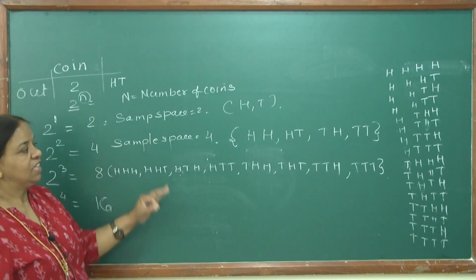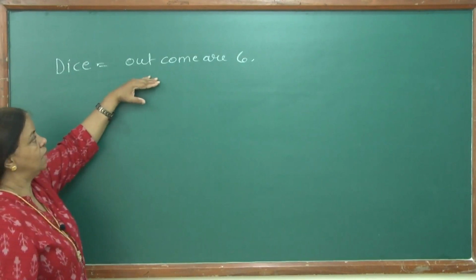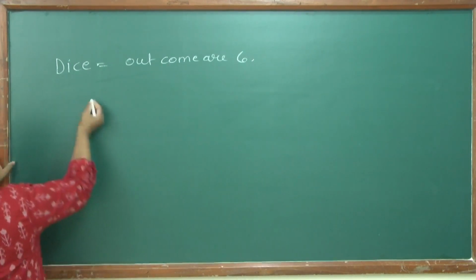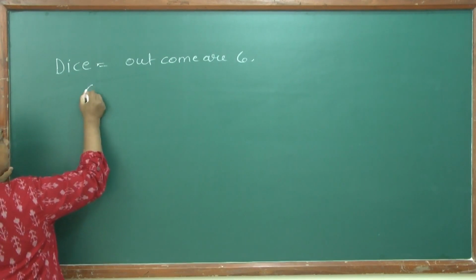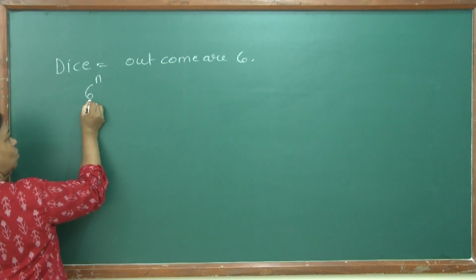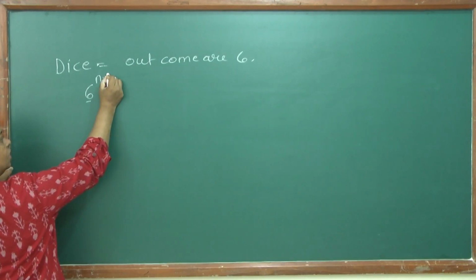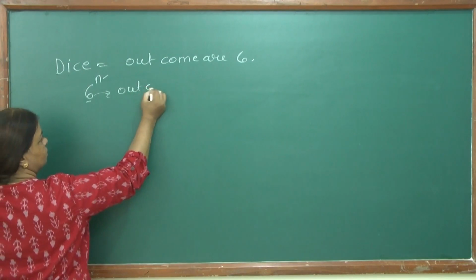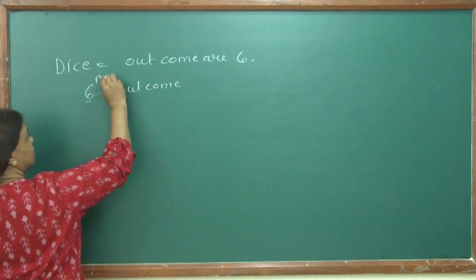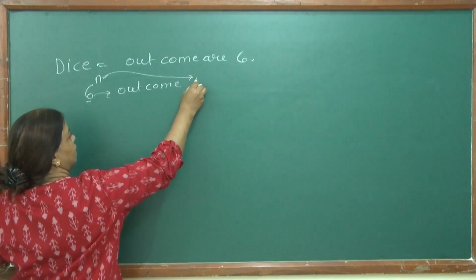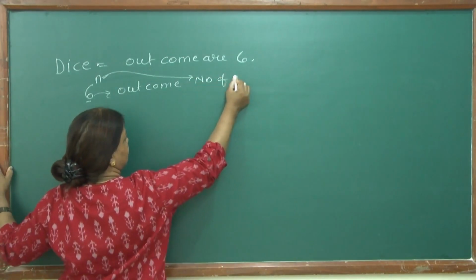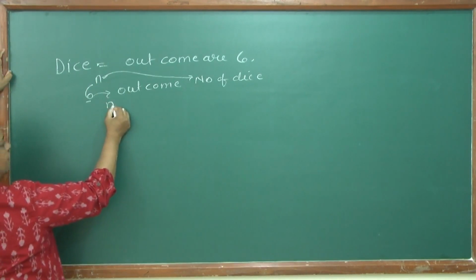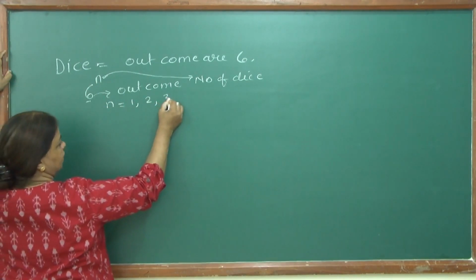Now let us begin with case of dice. In a dice, outcome are 6. So when one die will be thrown, if you are using formula 6 raised to n, this is the outcome and this is the number of die. This number is outcome. And what about this? This is number of dies. Okay. If one die is there, n can be equal to 1, 2, 3.